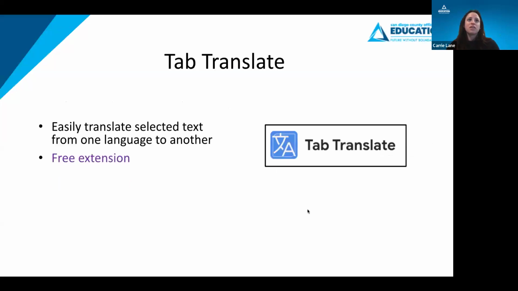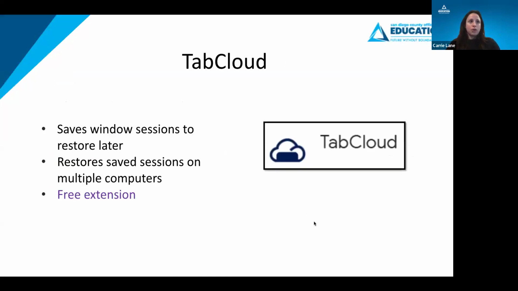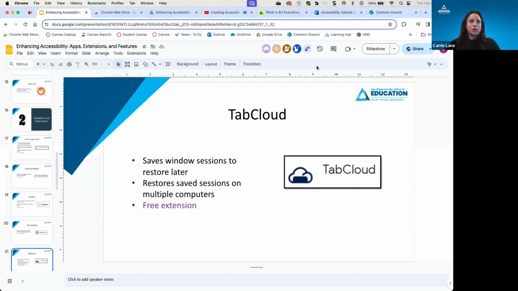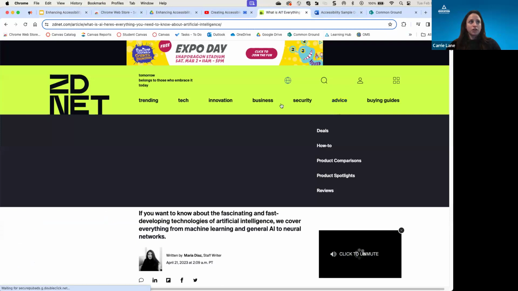We also will look at Tab Translate, which allows you, once enabled, to click on any text and translate it using Google Translate. And we will jump back into the organization ones in a second, but I want to first show you all of the ones for readability. So back to our article.